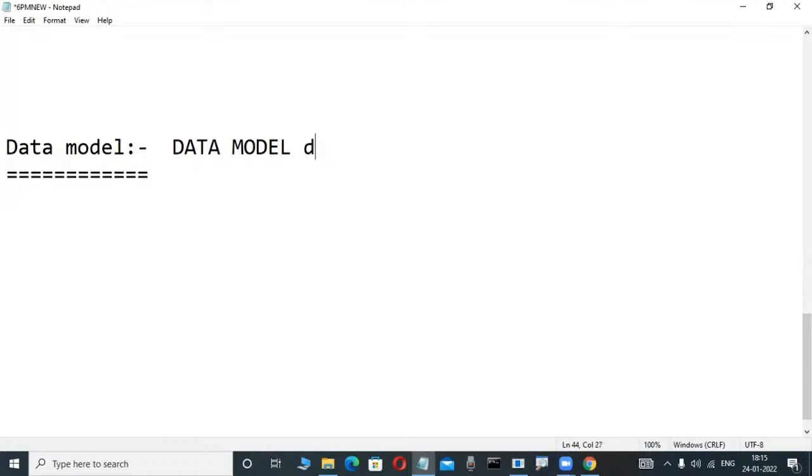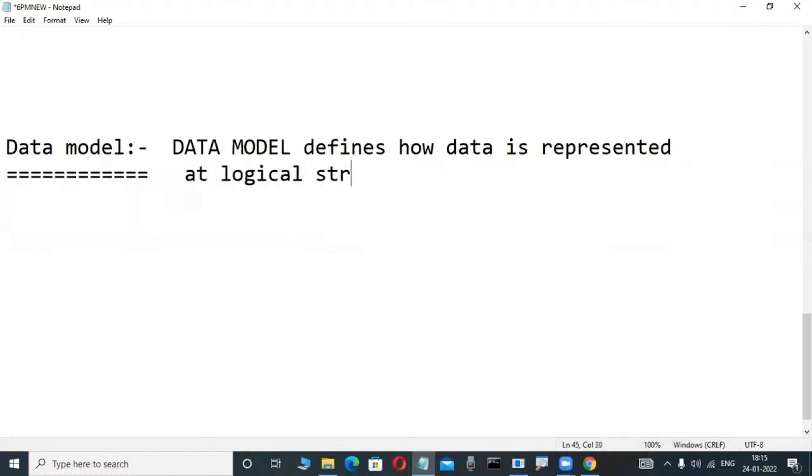Data model defines how data is represented. Observe here how data is represented at the logical structure of the database. How much easy definition? Observe here. Logical structure of the database.